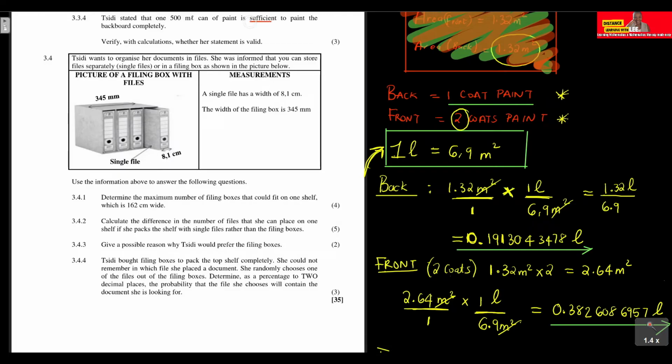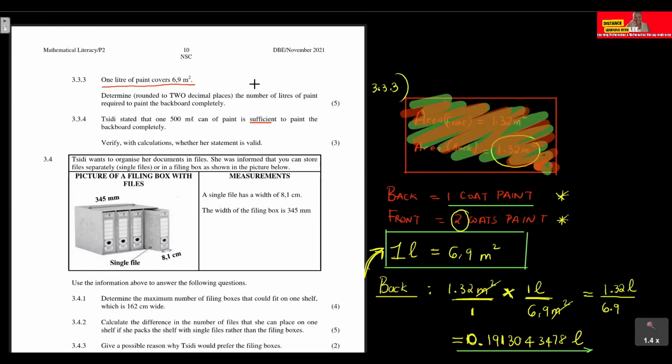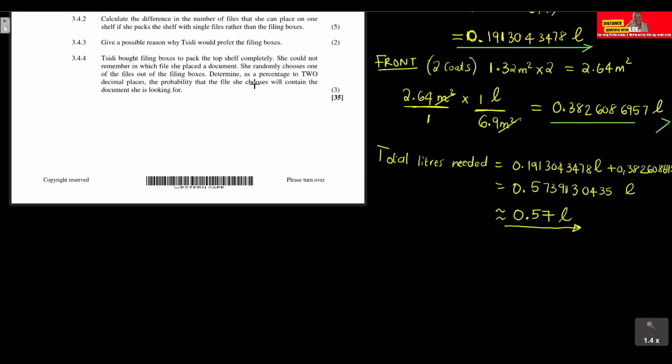To paint the backboard completely. Okay, I need to verify with calculations whether her statement is correct. Here, all that we need to do in this question is convert these milliliters into liters, and then determine if her statement is valid. From here, it's very easy. We already know how we are supposed to convert from milliliters to liters.